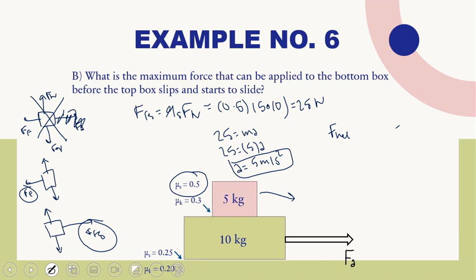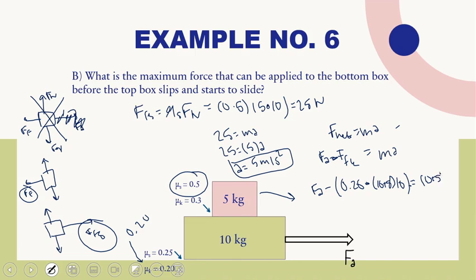So, for the bottom box, we have F net equals ma. F net is going to equal F_A minus F_fk, and that equals ma. So F_A minus, and you can't really see here probably, but the mu_k between the bottom box and the floor is 0.20. So mu_k times F_n, which is again going to be the addition of both boxes' weights times 10, and then that's going to equal the mass, which is the addition of the two boxes' masses, times 5. Alright, and then when we simplify this all out, we get that F_A is equal to 105 newtons.